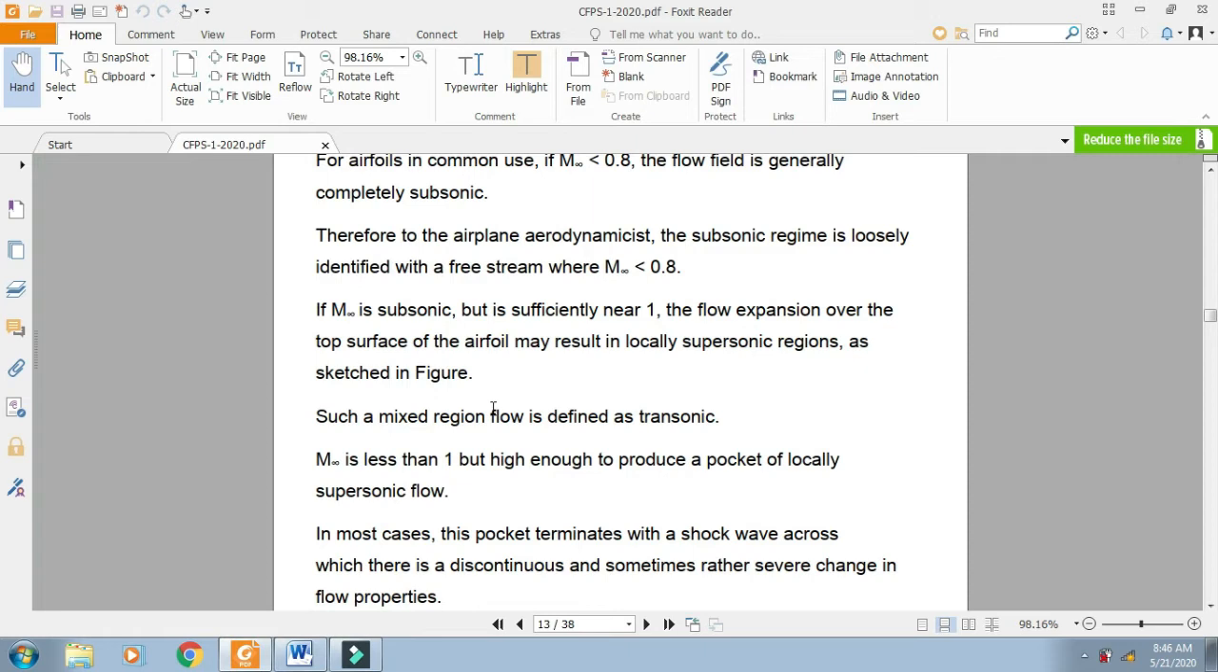0.8 is a typical value. This value changes slightly in different books. For example, some books include M infinity less than 0.7 as subsonic flow. So this is an approximate value.